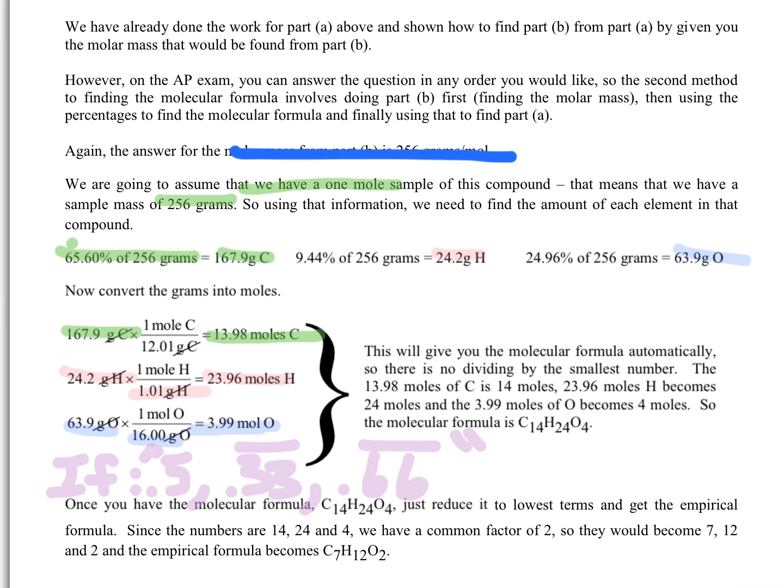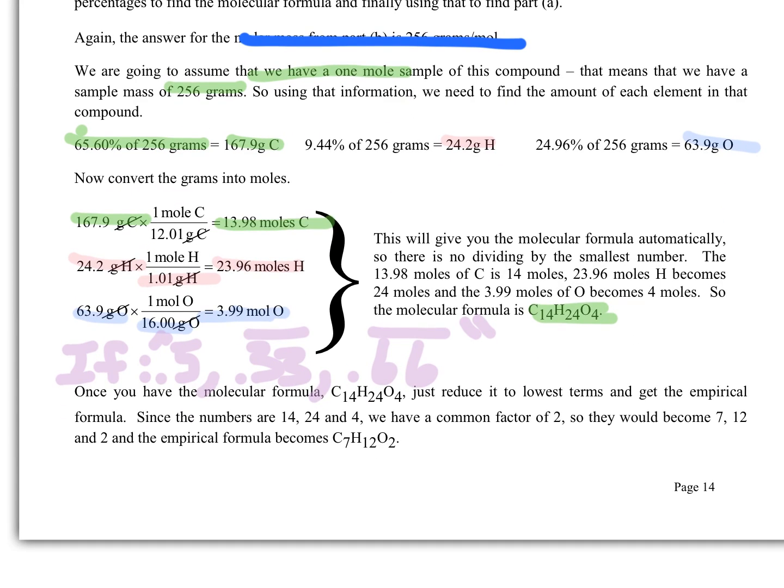Okay? So once we have this and we round it up, then I end up with my molecular formula of C14H24O4. I know this is a molecular formula because it's not simplified. If I take this molecular formula and I simplify it from here, I get C7H12O2, and that would be my empirical formula.